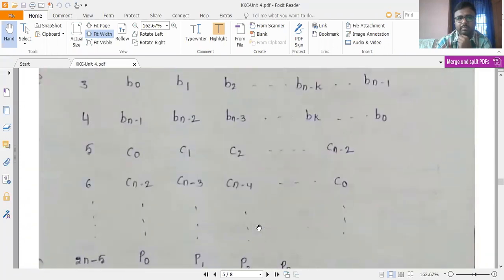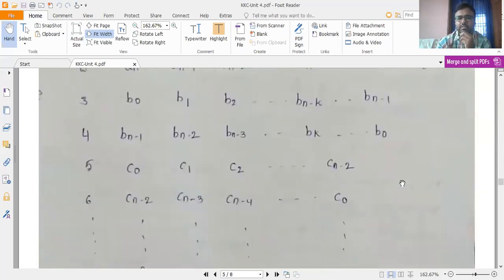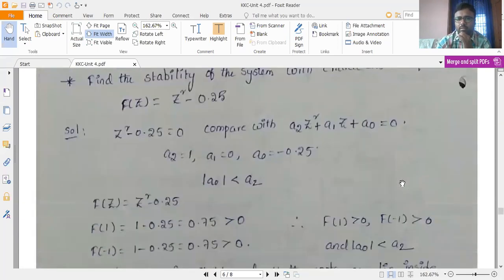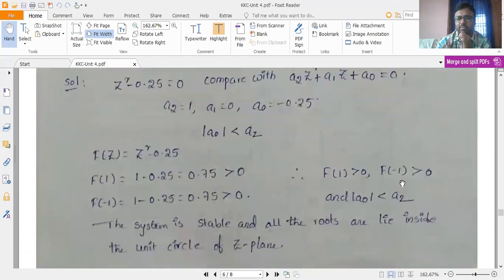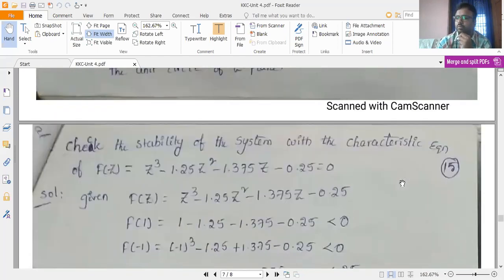So what are these 3 rows? The first row is nothing but the values of the polynomial coefficients, the second row is the reciprocal of the first row, and the third row is b0, b1, b2 and so on up to bn minus 1. Okay. In this way you have to estimate the stability of the system.